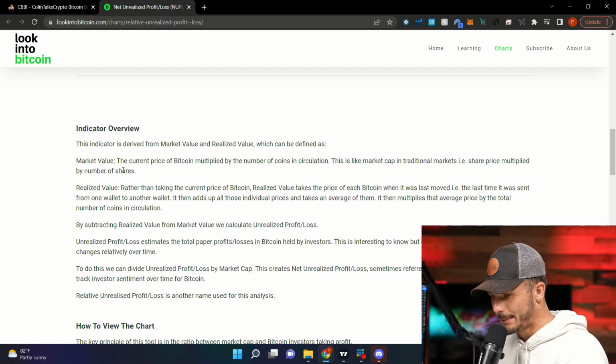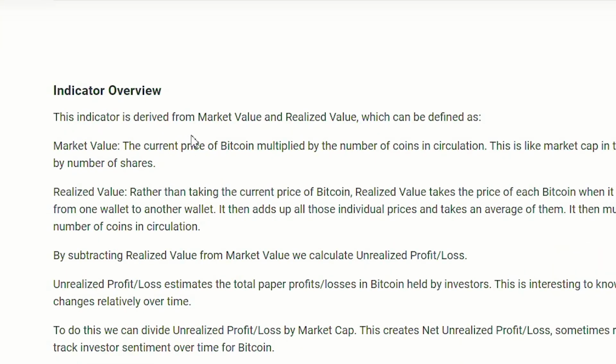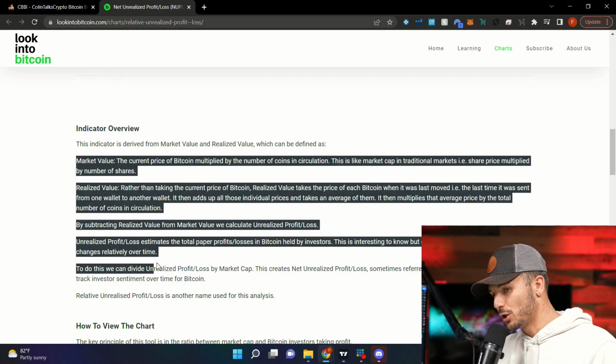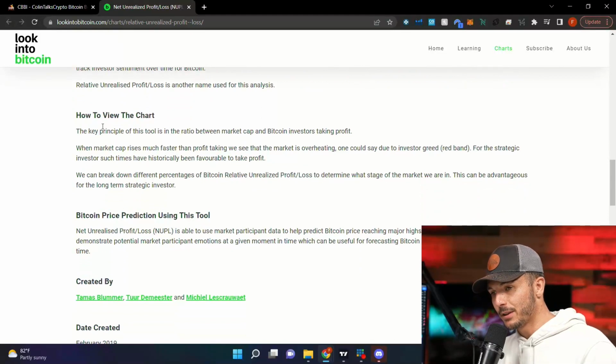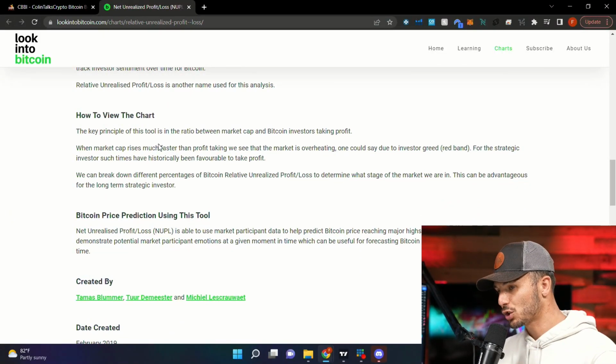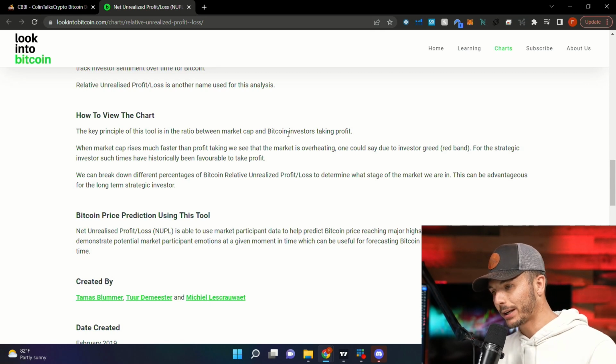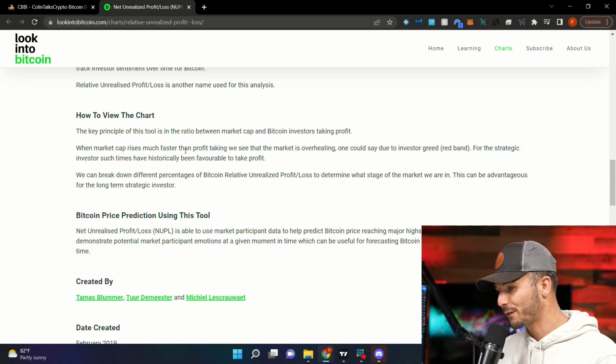We went over this in my previous video, but this indicator is derived from market value and realized value, which can be defined as, and then it gives you all the definitions of market value and realized value. It's really good to actually understand what goes into this stuff. If we scroll down here, you can look at how to view the chart, which is really nice. It says the key principle of this tool is the ratio between market cap and Bitcoin investors taking profit. When market cap rises much faster than profit taking, we see that the market is overheating.